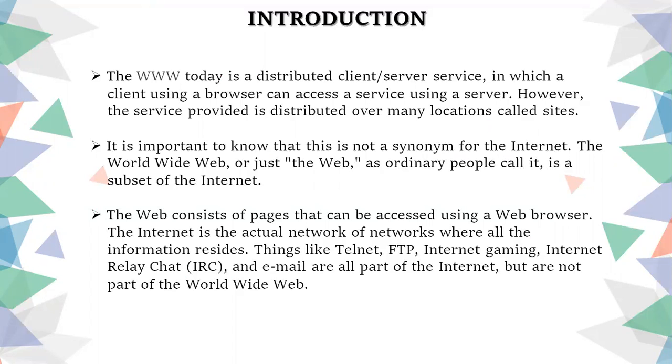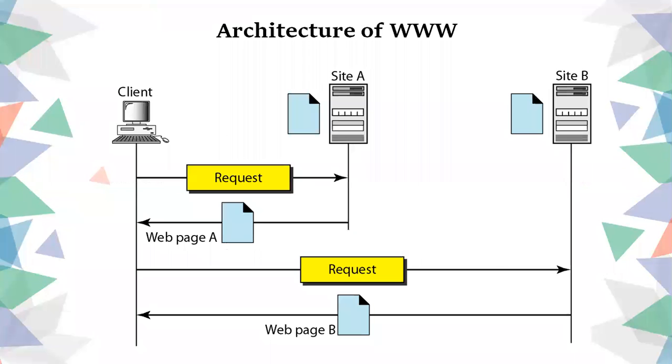So it is important to know that this is not a synonym of the internet. As I said, the World Wide Web, or just the web, as ordinary people call it, is a subset of the internet. The web consists of pages that can be accessed using a web browser. It may be Google Chrome or Firefox. So through that web browser software, we can access it. The internet is the actual network of networks where all the information resides. Things like Telnet, FTP, internet gaming, internet relay chat, and email are all part of the internet, but are not part of the World Wide Web.